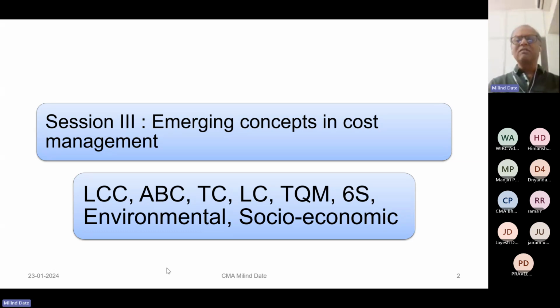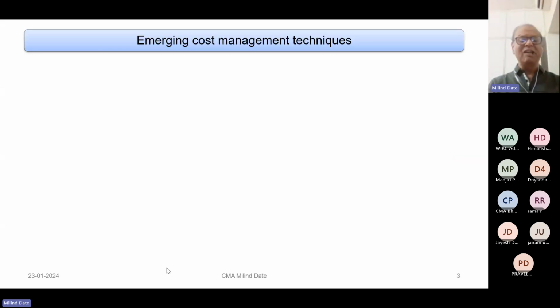So let's look at what these emerging cost management techniques mean to us, and how we see them. Obviously, if you compare them with traditional techniques such as what we saw during the last session, these techniques definitely have wider application compared to the traditional techniques. Traditional techniques were more or less evolved from the needs and requirements of the manufacturing sector.